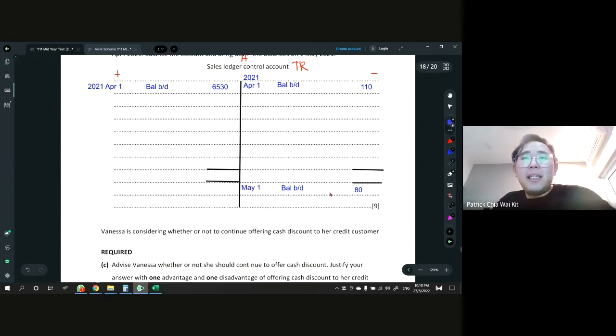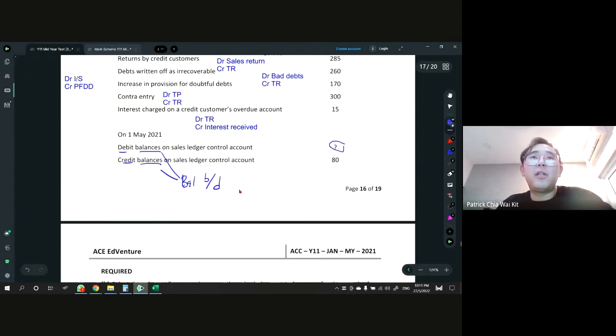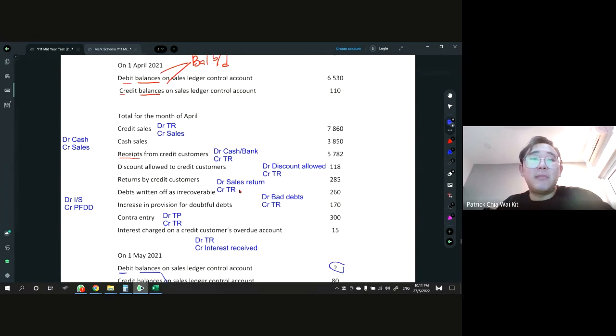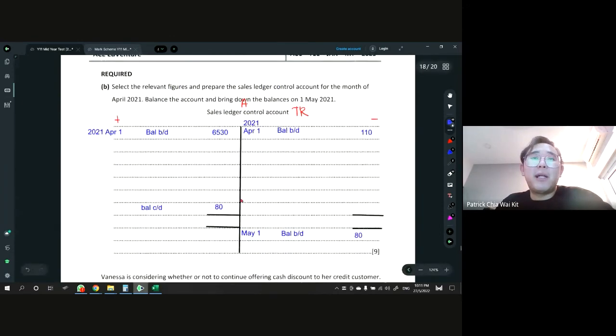Since we know the balance BD of this amount, you have to work backwards for the balance CD, right? So this is given. Let's do this first. Balance CD, and the amount is also 80, right? So they give us the bottom one here. We will just work backwards on it. The other one, we don't know, we have to find. So how to find this? Now we're going to put in all the information, all the double entries that we know, that have something to do with TR, and put them back here, and then we calculate, all right?